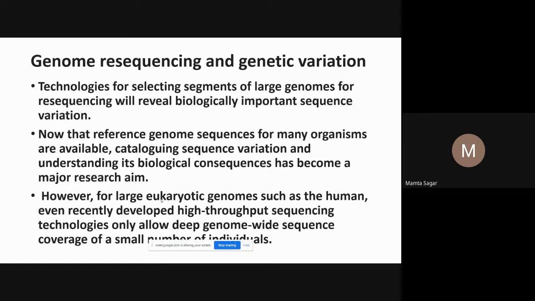Technologies for selecting segments of large genome for resequencing. So we need to select segments, means where we want to detect the mutation. So resequencing will reveal biologically important sequence variation. Means what is biologically important, means it has a function, it is involved in the biological process. That mutation has a role in the biological process, so we have interest in that. But we need to select the segment of the larger genome. There are so many larger genomes, we need to select the segment where there is the possibility of mutation.